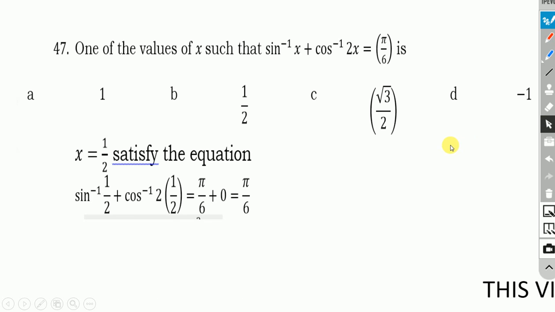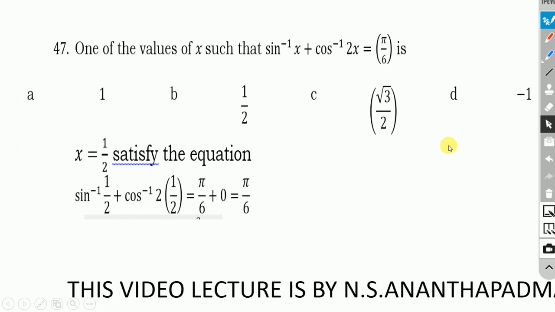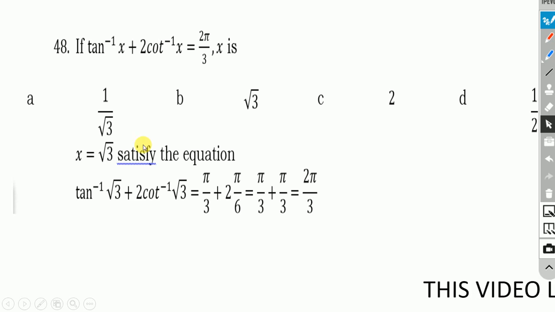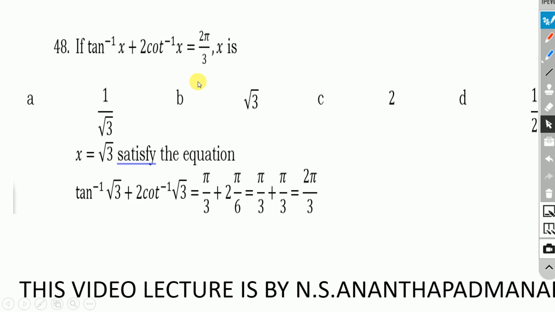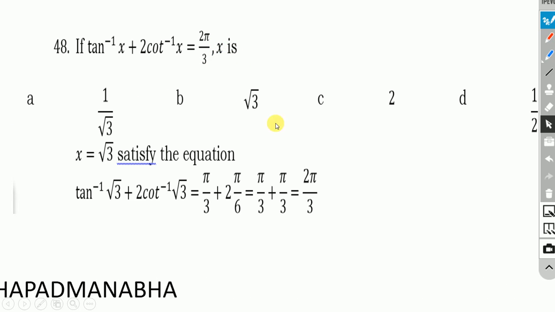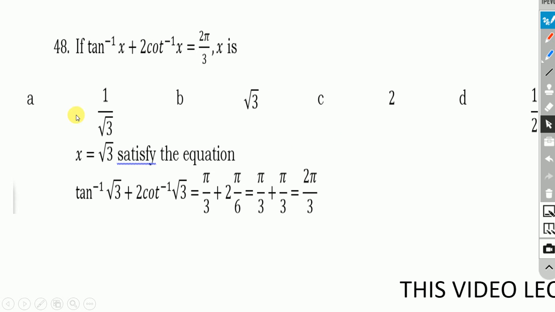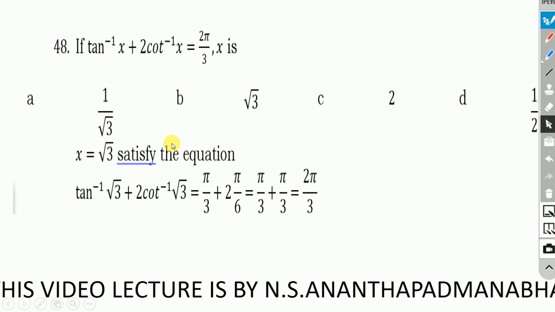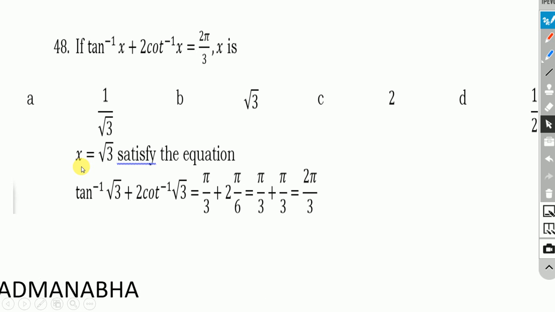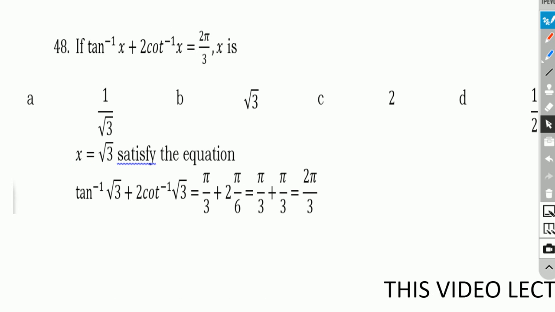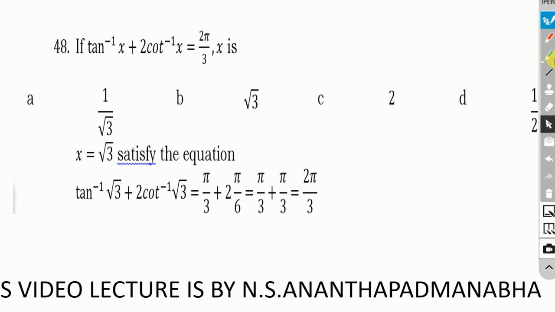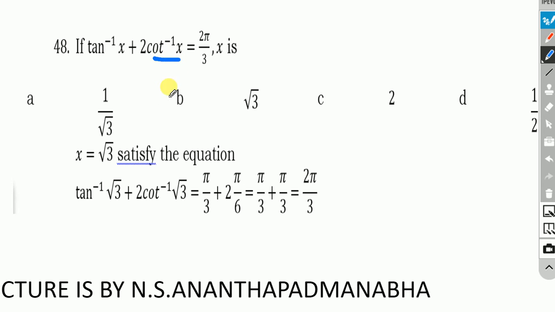If tan inverse of x plus 2 cot inverse x is equal to 2 pi by 3, then x is equal to... This is actually a repeated question, but here also we can go by a shortcut trick. Instead of writing 2 cot inverse x as cot inverse x plus cot inverse x and then using tan inverse x plus cot inverse x equals pi by 2, we can go by verification. So substitute root 3, 1 by root 3, 2 and 1 by 2 now.